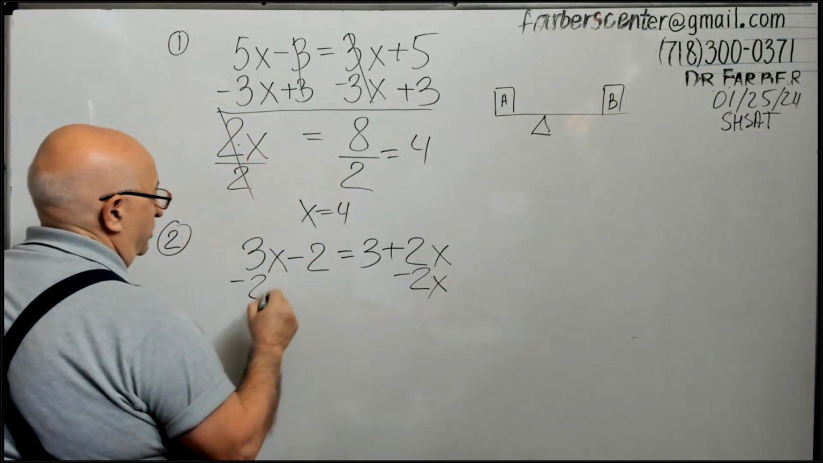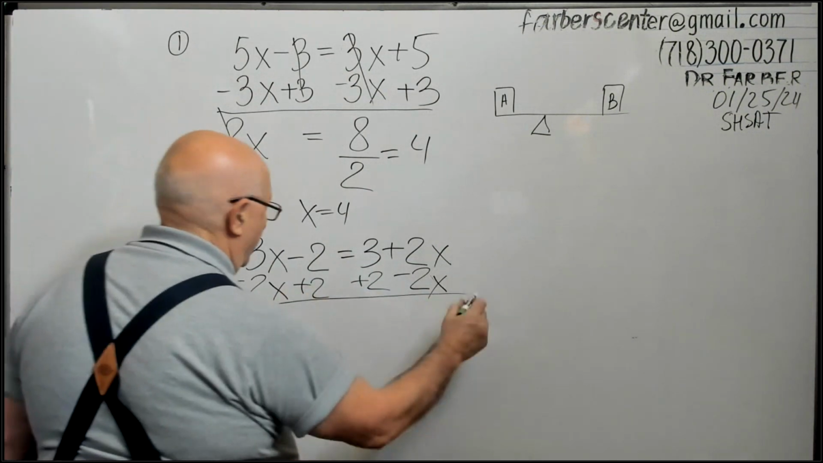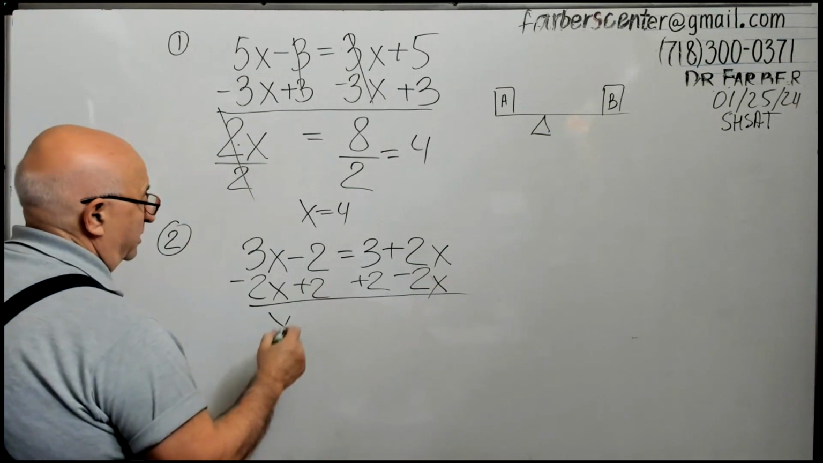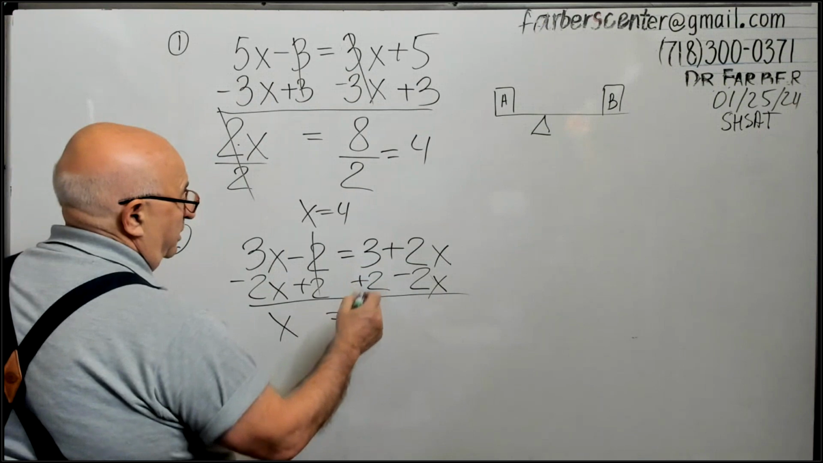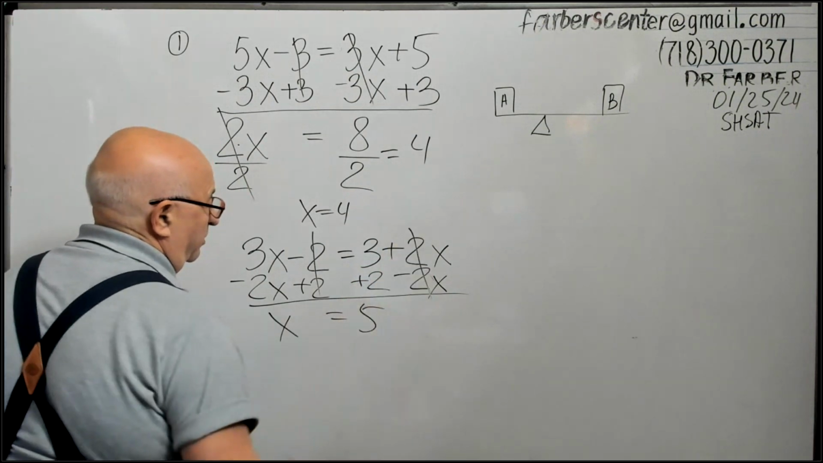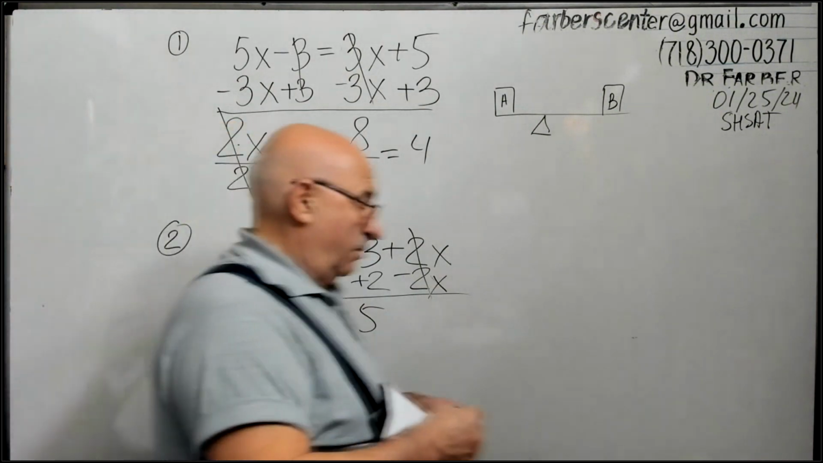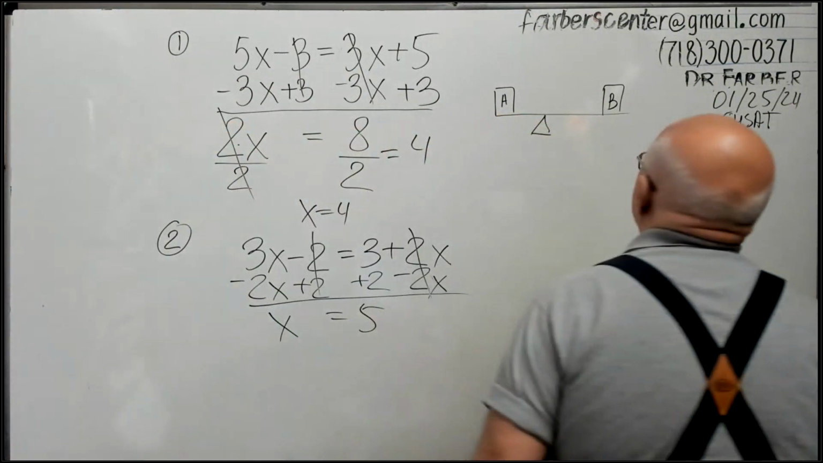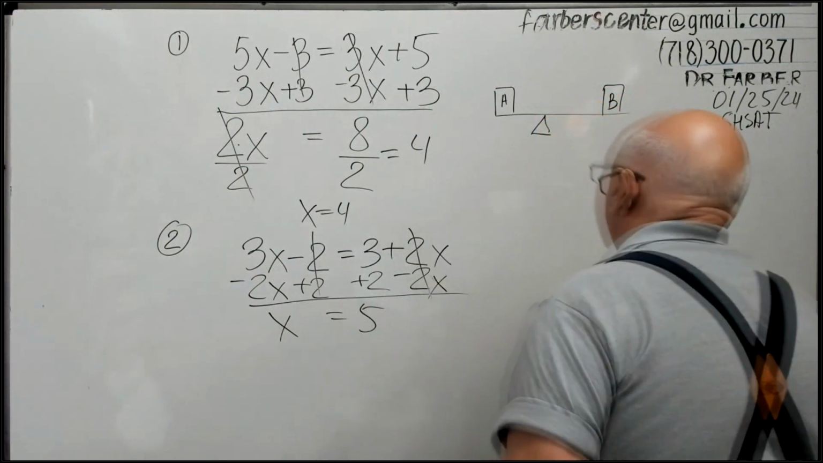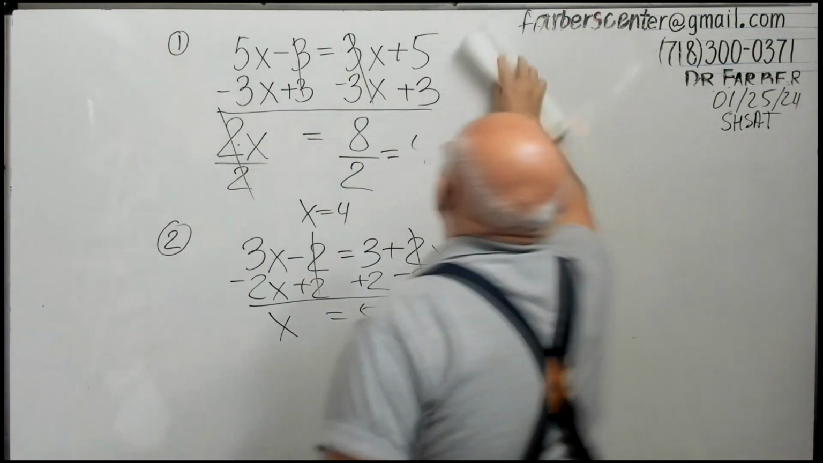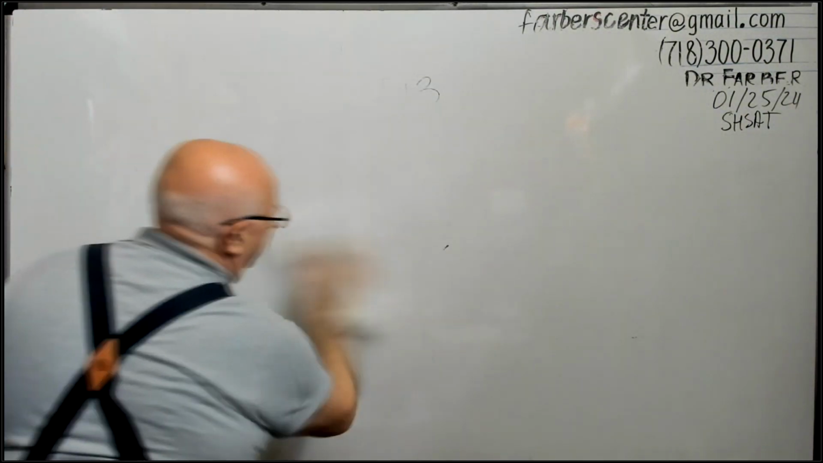Minus 2x and minus 2x, plus 2 and plus 2. 3x minus 2x is x. Negative 2 plus 2 cancel out. 3 plus 2 is 5. Very easy, right? We name it linear equation. Why is it a linear equation? Because x is to the first power. If you don't have any questions, let's do a little bit fancier, little by little.